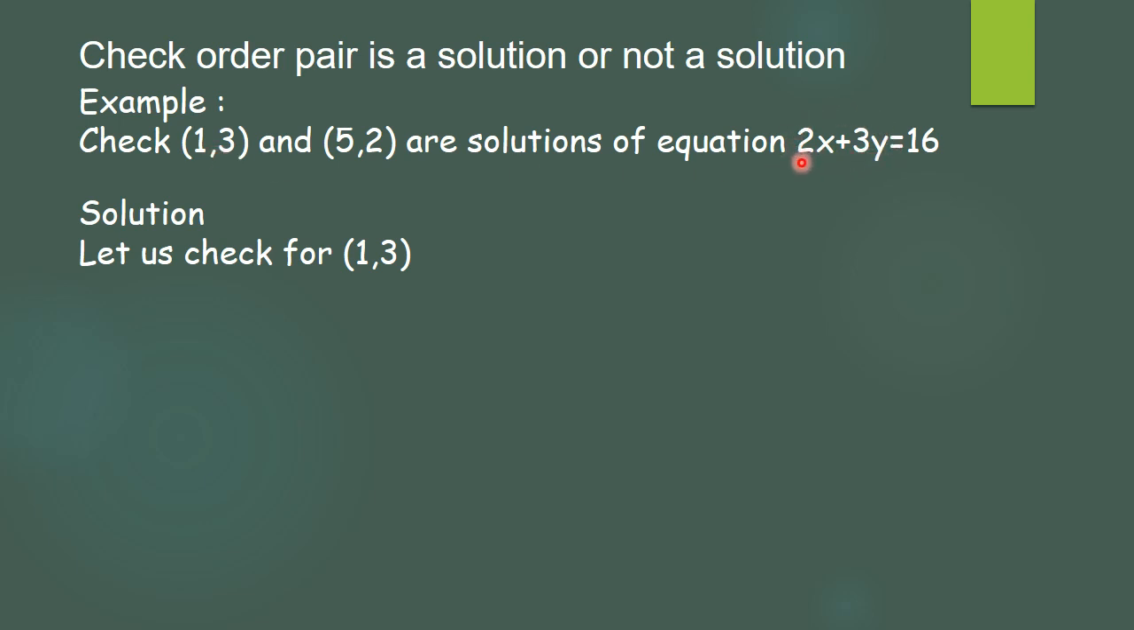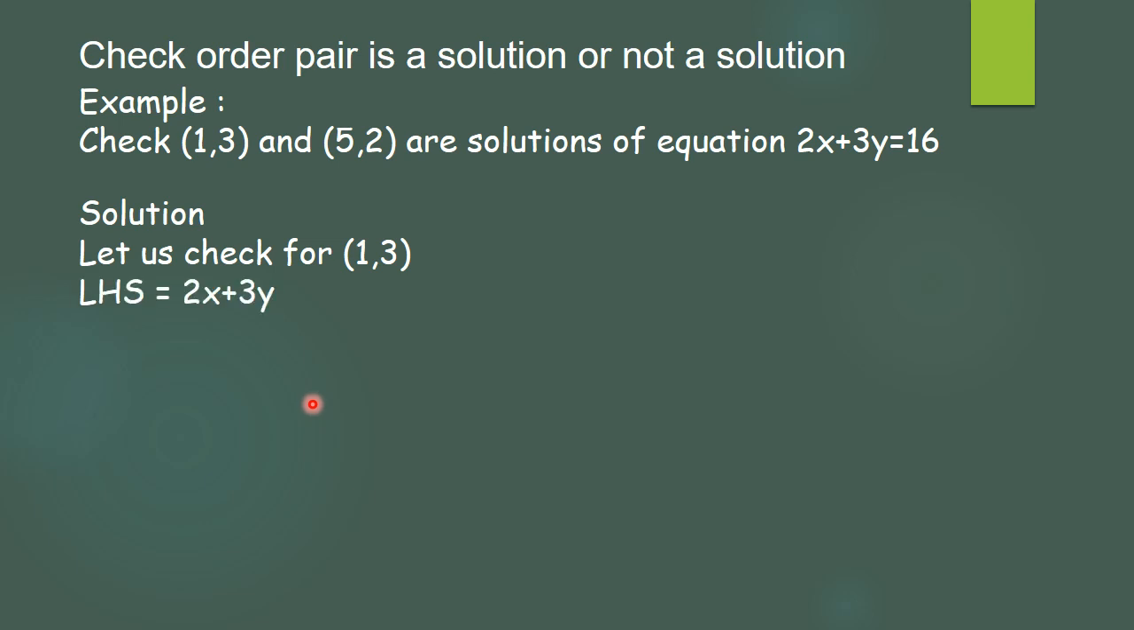In an equation, there are two parts. This is called the left hand side. This is called the right hand side. In the left hand side, we will replace x by the x coordinate and y by its y coordinate. We will simplify, and if we get the same as the right hand side, we say that it is a solution. And if not, it is not a solution. Now we will start checking it.